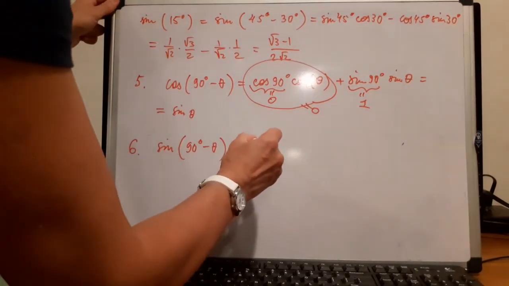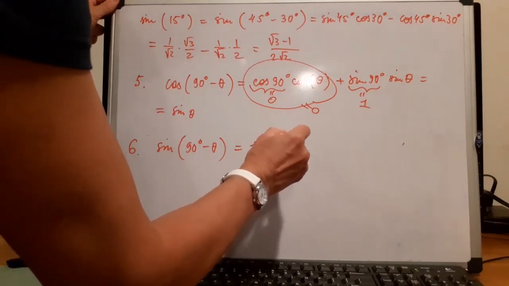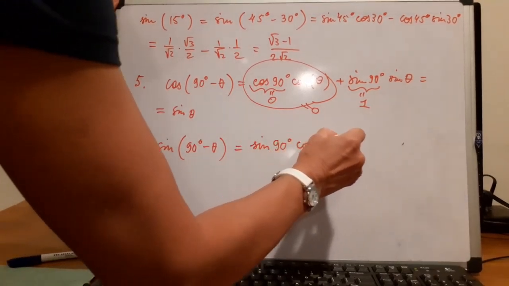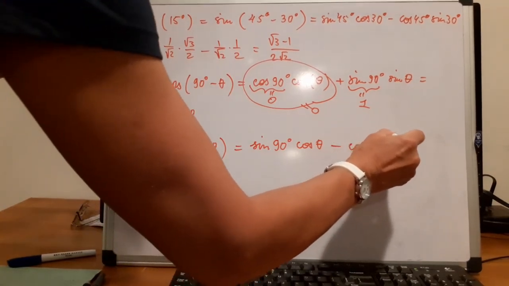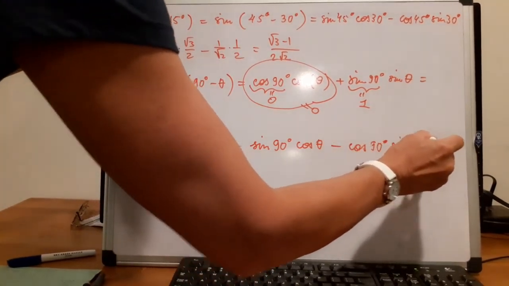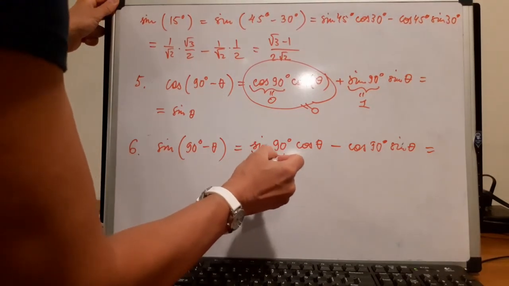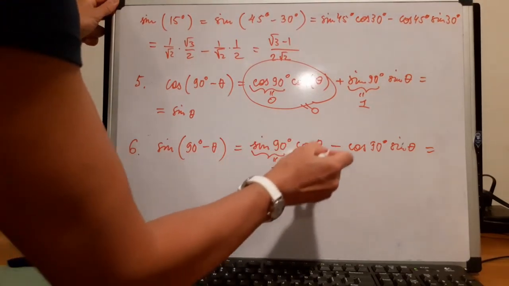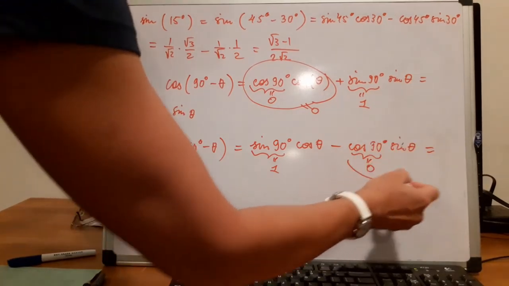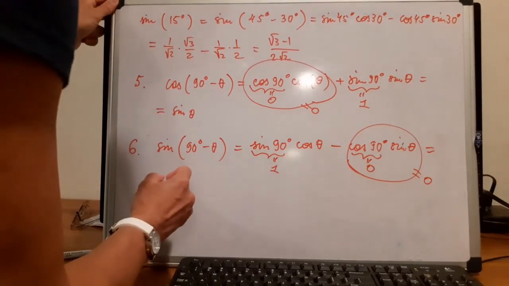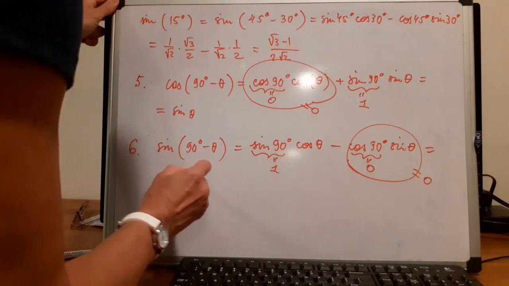I'm going to use formula number 4. Sine of 90 degrees cosine of theta minus cosine of 90 degrees sine of theta. I know that this one is 1, so altogether it's going to be just cosine, and this one is 0. So altogether it's going to be 0. And my answer is cosine of theta.